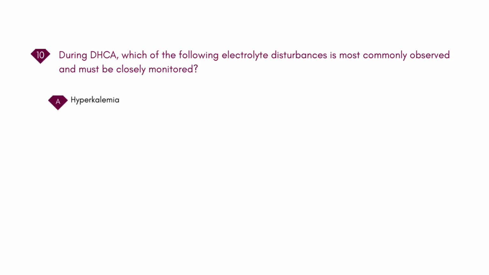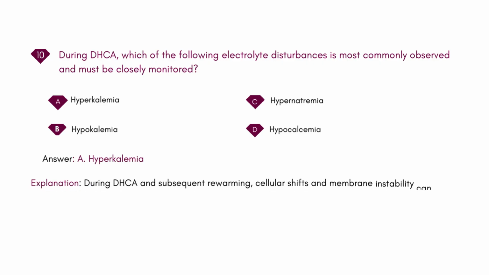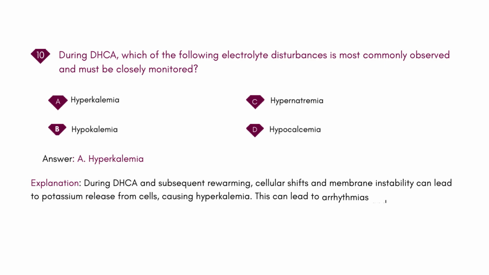A. Hyperkalemia. B. Hypokalemia. C. Hypernatremia. D. Hypocalcemia. Answer: A. Hyperkalemia. Explanation: During DHCA and subsequent rewarming, cellular shifts and membrane instability can lead to potassium release from cells, causing hyperkalemia. This can lead to arrhythmias and must be corrected promptly.